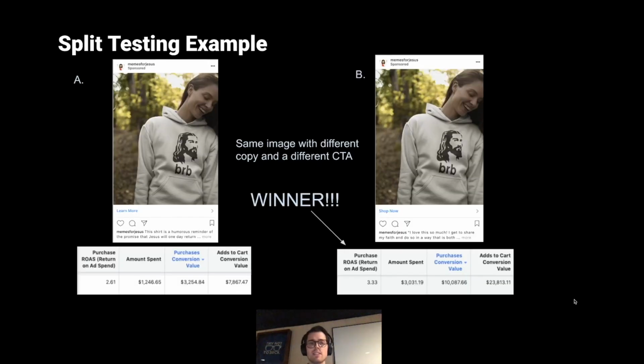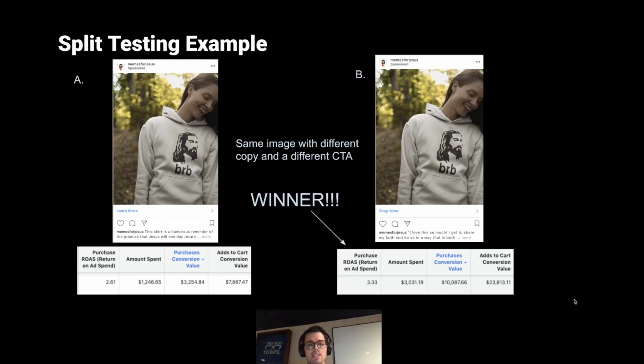Here's a little internal story that we have called Memes for Jesus. We're pretty big on Instagram. We have about 200 some thousand likes, 500 some thousand likes on Facebook. But what split testing is, you're testing out two different ads, trying to figure out which one does better. Here you can see it's the exact same photo, but the one on the left, letter A, says Learn More. The one on the right says Shop Now. And the difference also is they both have slightly different copy variations.